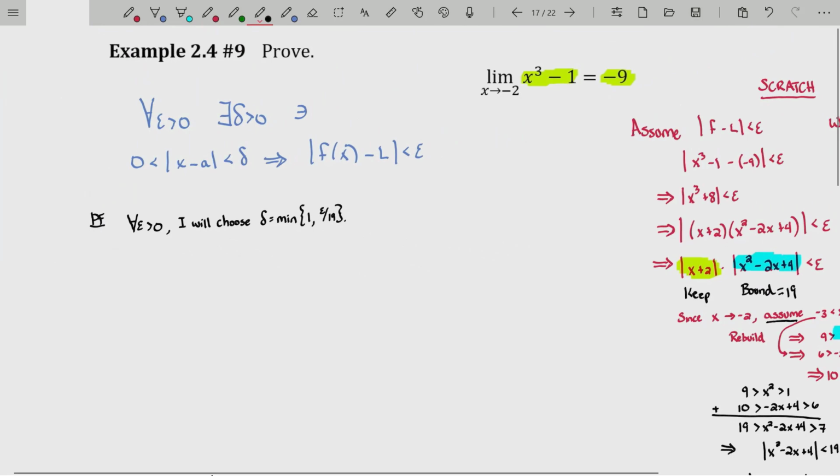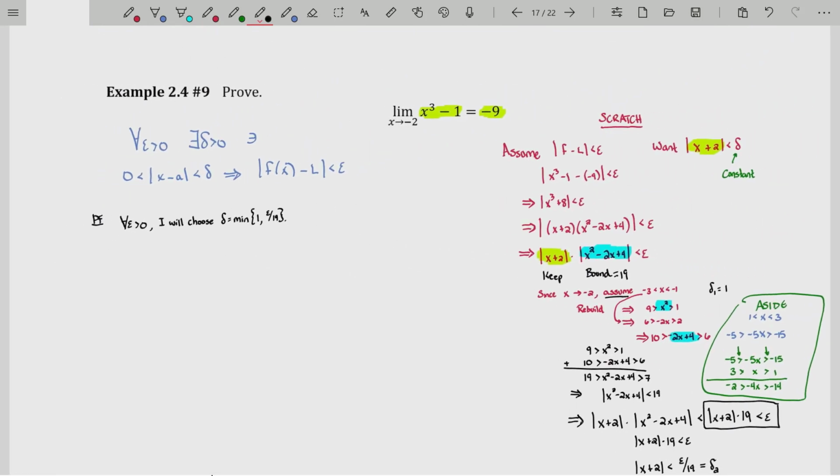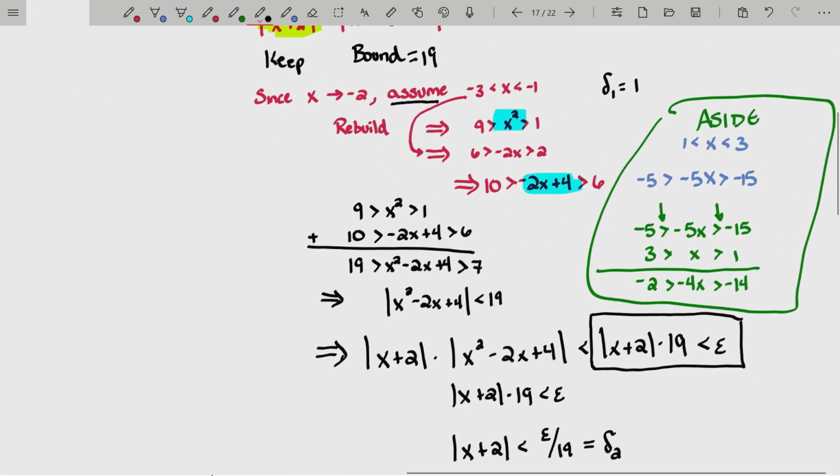And they all kind of sit there, not in stunned amazement, but just kind of like, okay, whatever. Remember, I chose my delta 1s, by the way, and my delta 2 from our scratch work. That's right here and here.